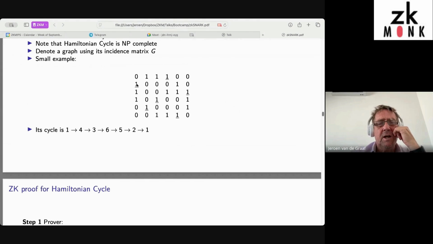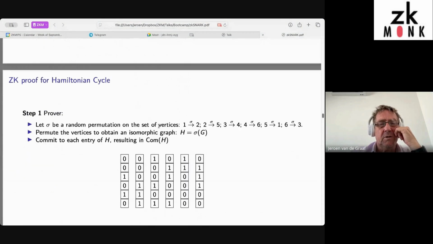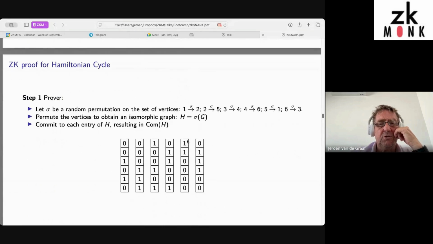this matrix and you apply the permutation, you get a different matrix, which is this matrix that you see here. But on top of that, now we're going to apply a commitment to each of the cells of the matrix. So we have here 6 times 6 is 36 bit commitments. And this is what I call the commitment H. And this commitment, the prover is going to send this whole commitment to the verifier.